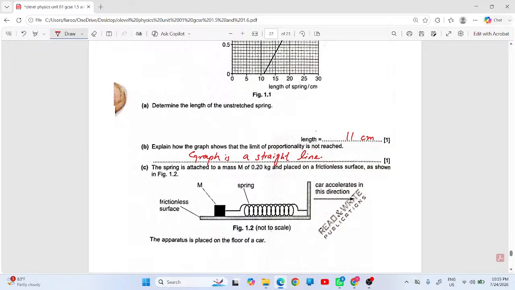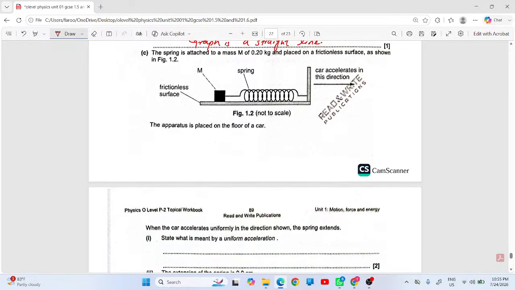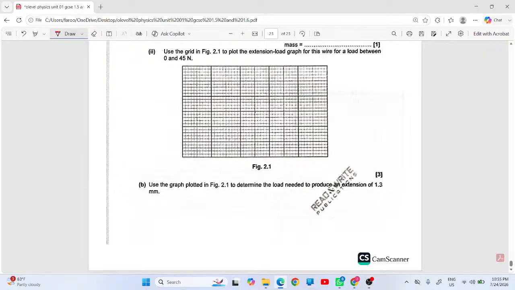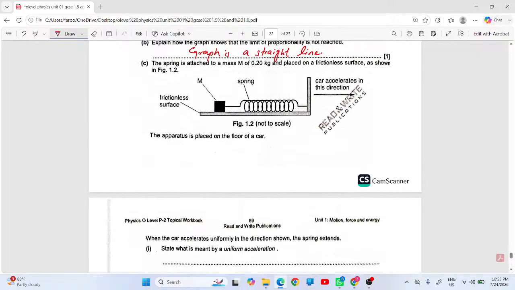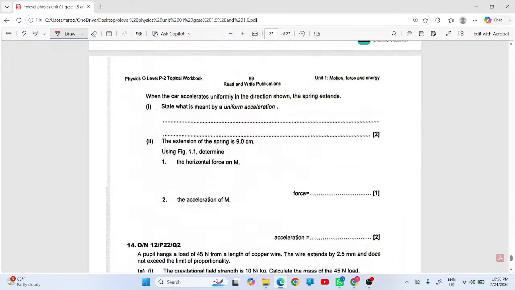Next part, read. So the spring is attached to a mass m of 0.2 kilograms and placed on a frictionless surface as shown in figure. The apparatus is placed on the floor of a car. When the car accelerates uniformly in the direction shown, the spring extends. State what is meant by uniform acceleration. Constant change in speed.